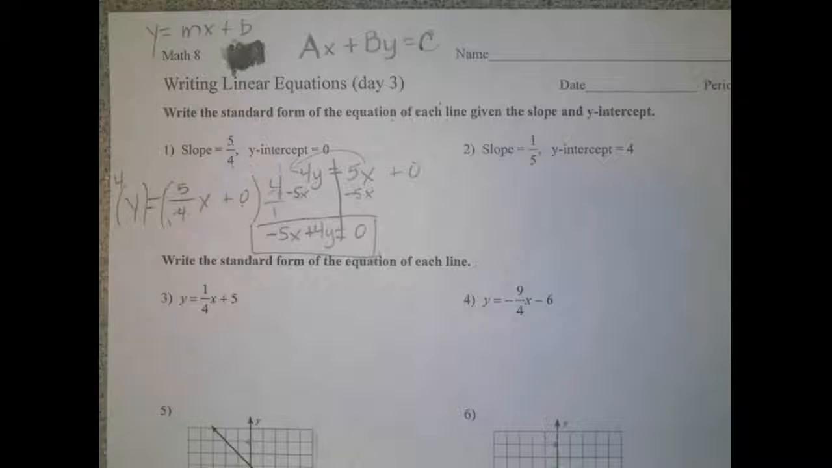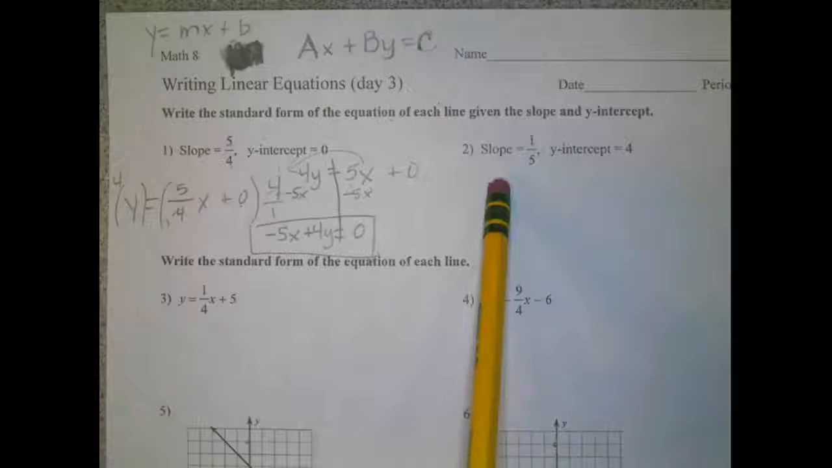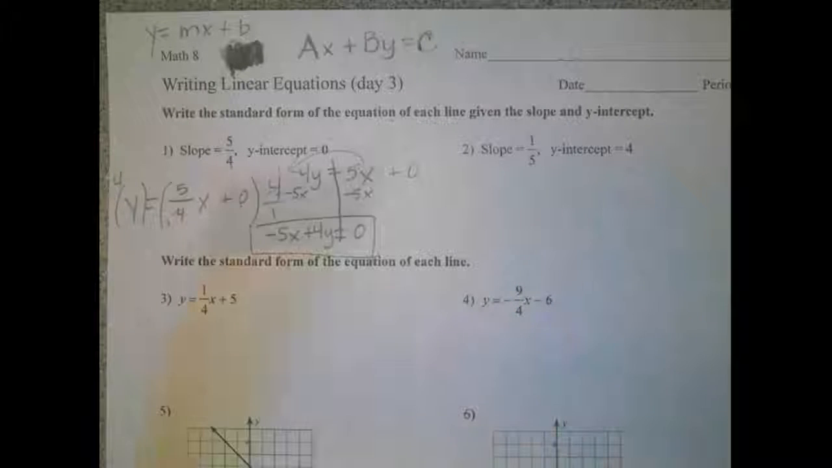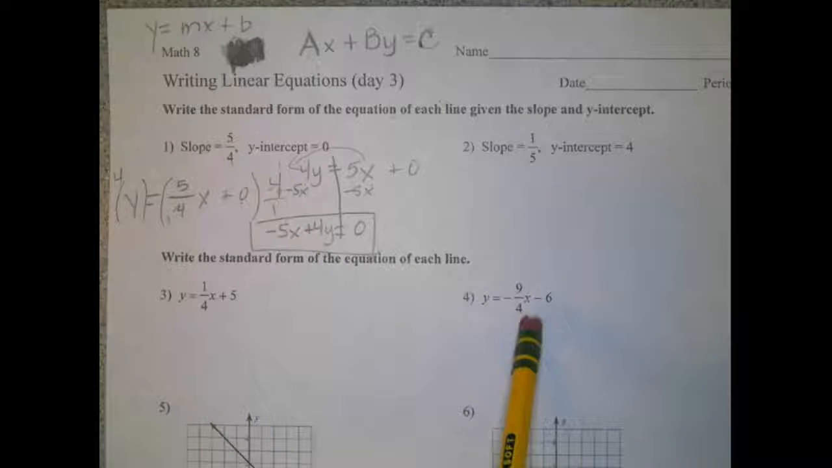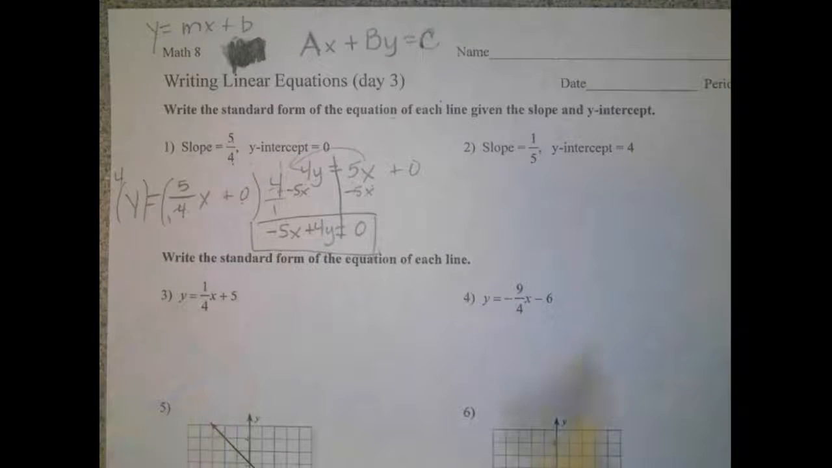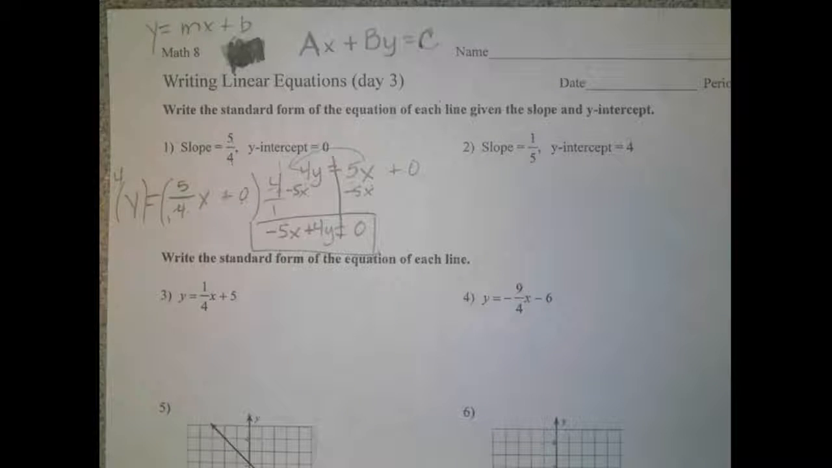Number 3. Okay, so for number 2, you're going to put it into slope-intercept form and then put it into standard form. These guys are already in slope-intercept form, so I'm going to let you set this one up, but we're going to solve this one. Which one do you want to solve, 3 or 4? Let's solve 4, because it's got a negative side. Okay, all right, so let's look at number 4.